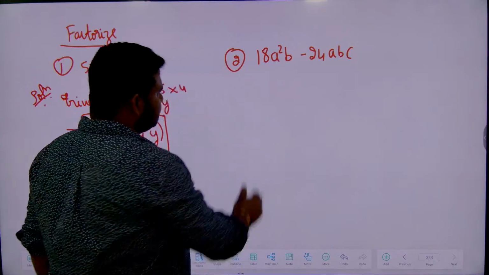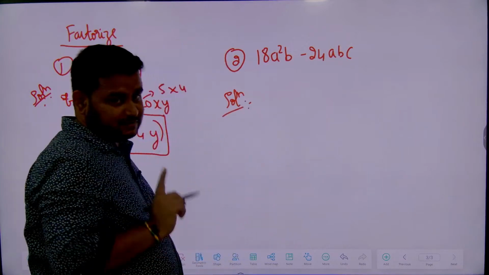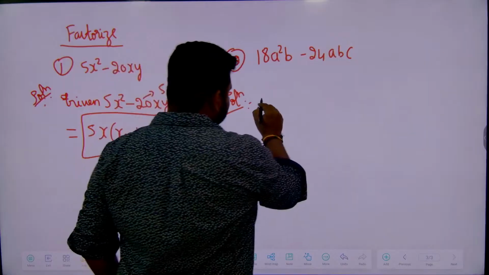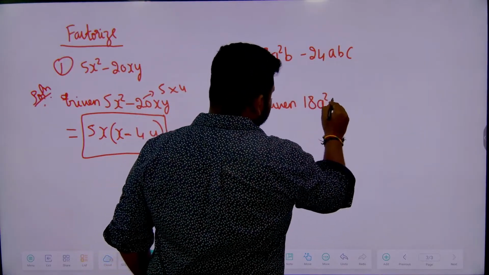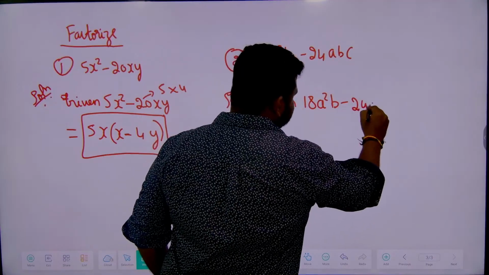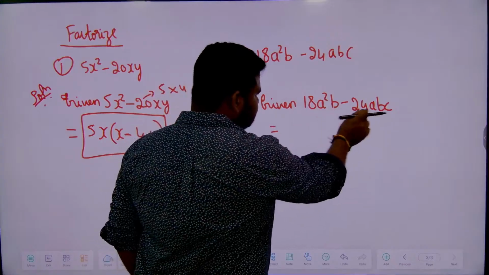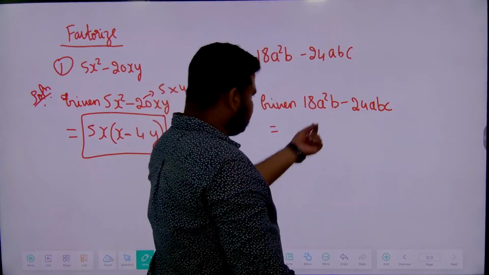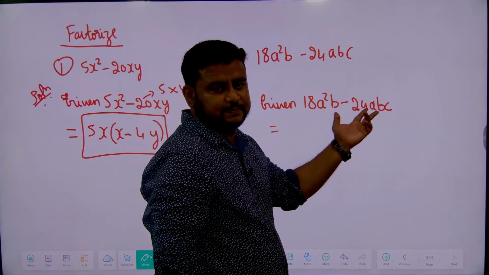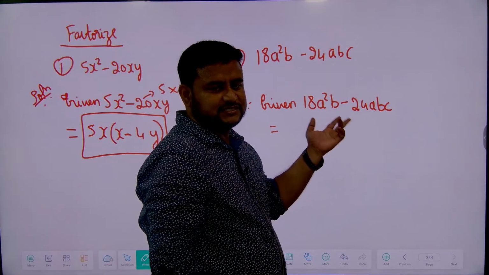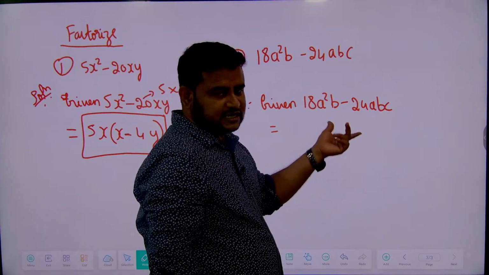Okay, so let us take solution. I told you multiple times, I have told you step says marks. What you will take? Given. Okay, what they have given, write it. Given: 18a square b minus 24abc. Okay, now we have to take common, right? Here a square b is there, here abc is there. So, c we cannot take common because it is not present at both the places. Only when it is present at both the places you can take common. Which are present? A square b is present, ab is present. So, you can definitely take them common.